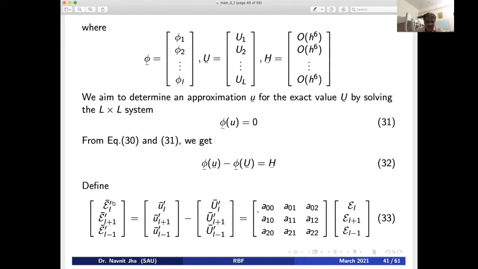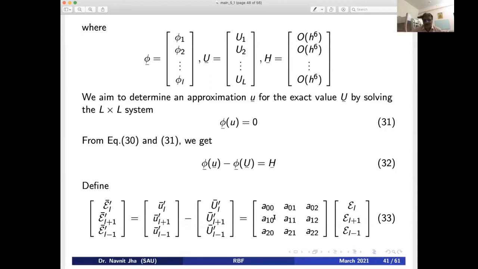The way it is on the same line of pattern, because our epsilon L is ul minus uppercase ul. On the same line, I will denote, this is just our notation, epsilon bar prime at L is ul bar prime minus uppercase ul bar prime. Similarly at L plus 1, similarly at L minus 1. This is consistent with the notation we have used earlier. We get this as this equation.